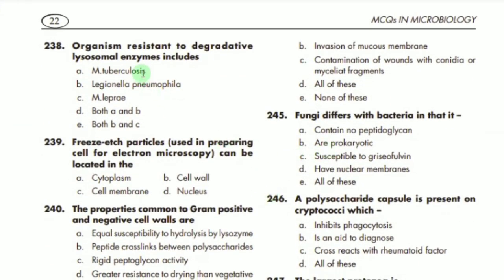MCQ 38 says that organisms resistant to degradative lysosomal enzymes include Mycobacterium tuberculosis as well as Mycobacterium leprae. So D is the correct option. Both Legionella pneumophila, B and C. Yes, E is the correct option. Legionella pneumophila and Mycobacterium leprae. So E is the correct option.